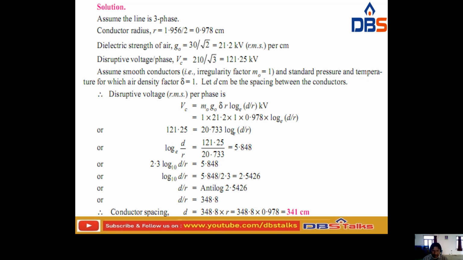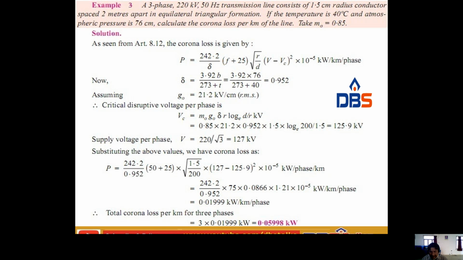Like that, you have to calculate the spacing between the conductors from the critical disruptive voltage. Now go for example 3. A 3-phase 220 kV 50 Hz transmission line consists of 1.5 centimeter radius conductors spaced 2 meters apart in equilateral triangular formation. If the temperature is 40 degrees centigrade and the atmospheric pressure is 76 centimeter, calculate the corona loss per kilometer of the line. Take m0 is equal to 0.85.